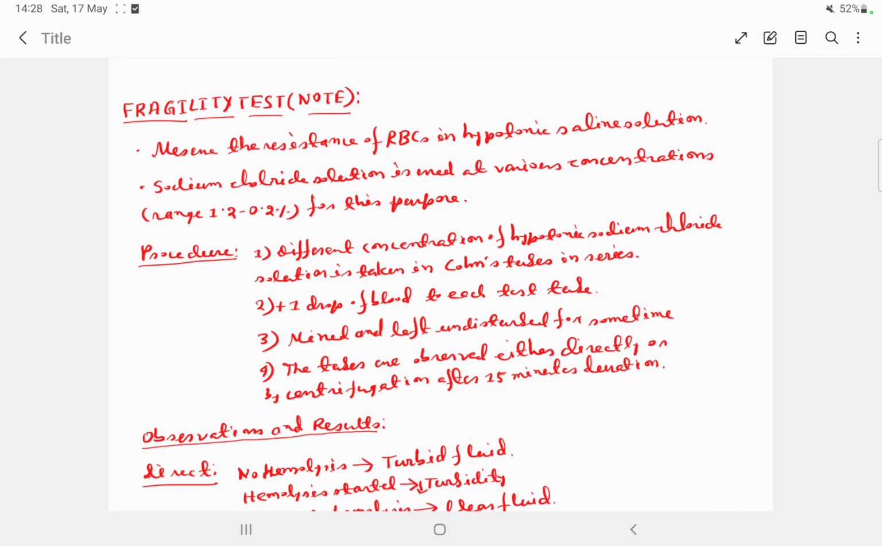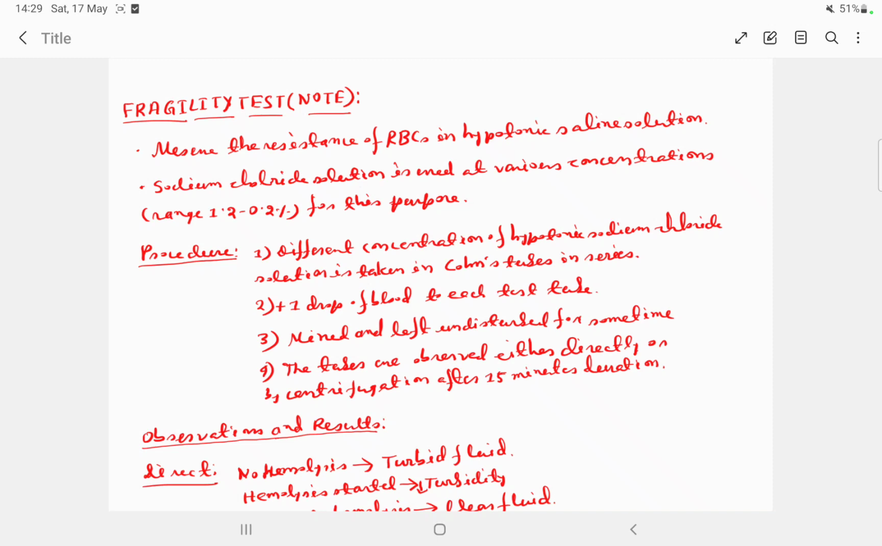And in today's video I'm going to discuss the fragility test. So I'll discuss the fragility test, which is done to check the fragility of the red blood cells. So it is basically the resistance of the RBCs in hypotonic saline solution. Resistance to hemolysis. Hemolysis means breakdown of RBCs, and fragile means to break, so the fragility test is done to check the fragility of RBCs.